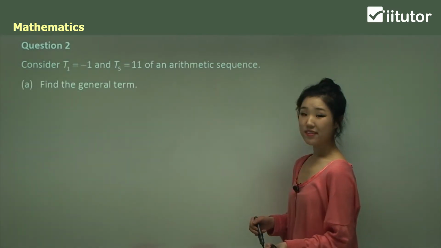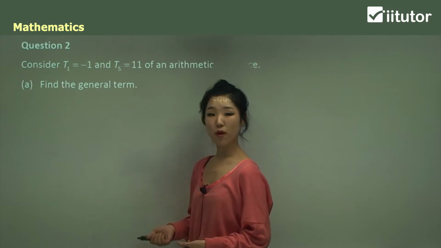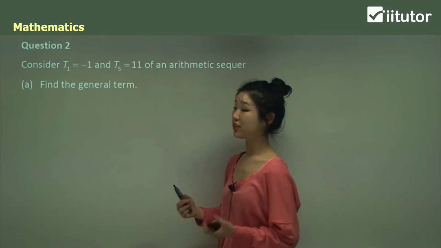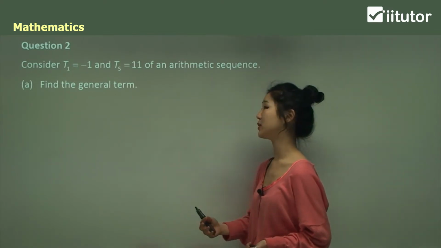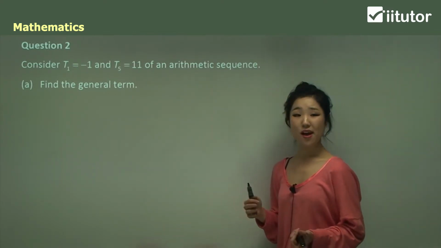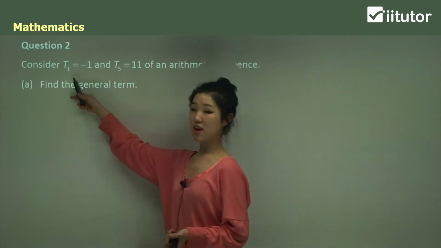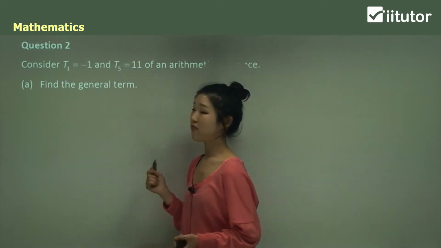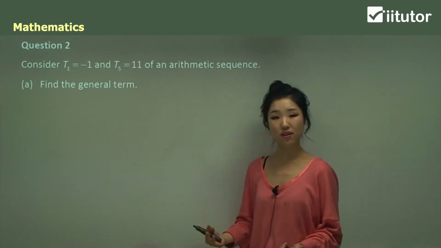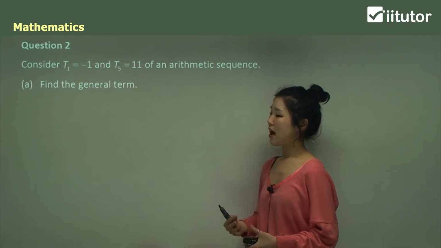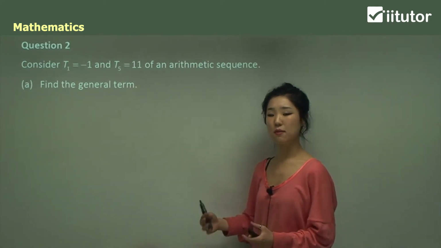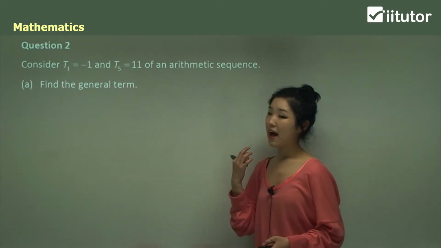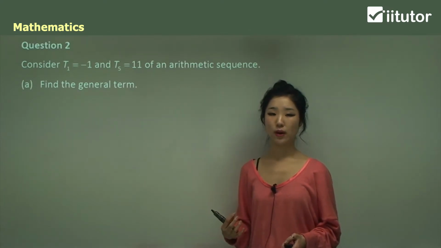Okay, so question 2 says consider t1 equals negative 1, so term 1 equals negative 1, and t5 equals 11. So term 5, or the fifth number, is equal to 11 of an arithmetic sequence. So here, they only give us the first term and the fifth term, right? So for part A, it says find the general term, or the general equation. Basically, we have to know the Tn equals a plus n minus 1 d in terms of n only. So we've got to know what a is, and we want to know what d is, don't we?